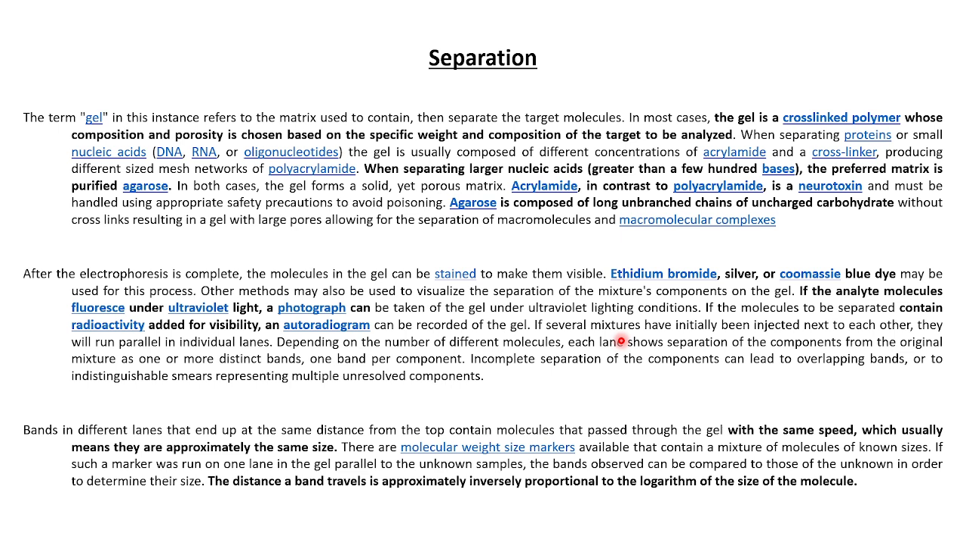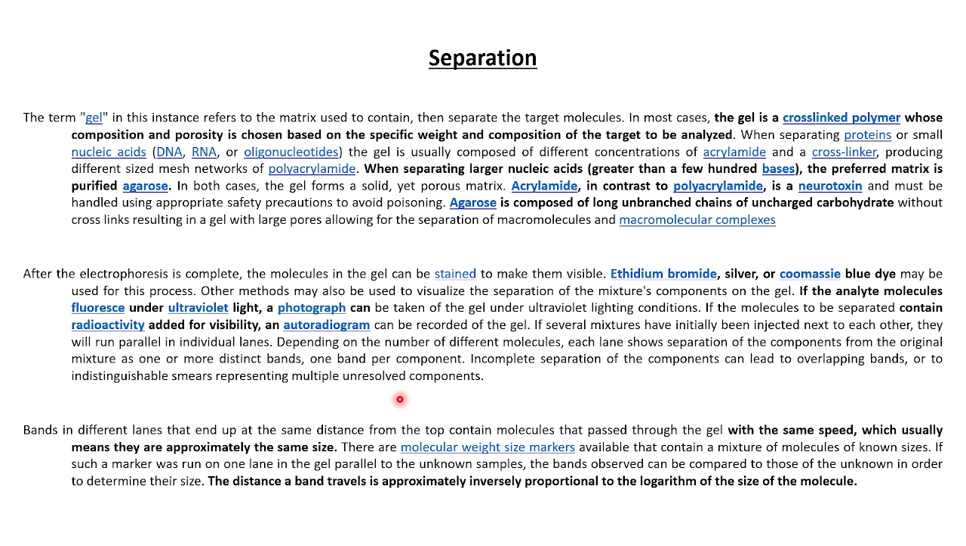Now, if several mixtures have initially been injected next to each other, they will run parallel in the individual lanes depending on the different molecules. Each lane shows the separation of the components from the original mixture as one or more distinct bands. Incomplete separation can lead to overlapping bands or to indistinguishable smears representing unresolved components.